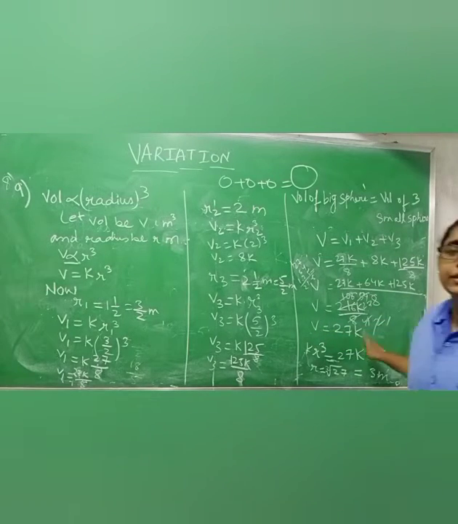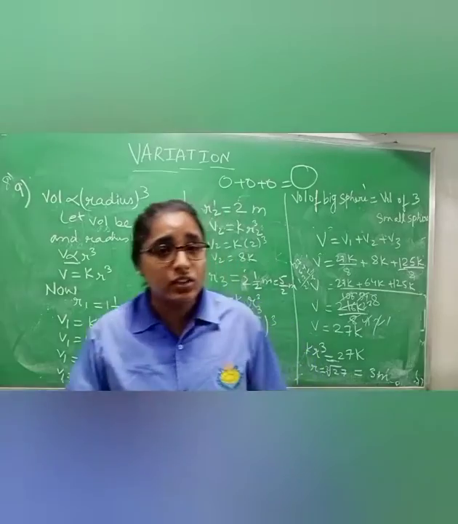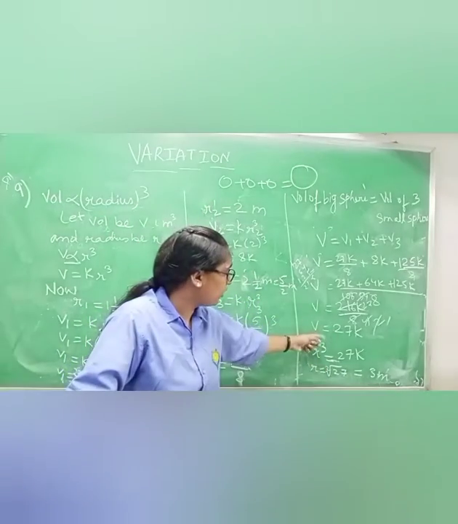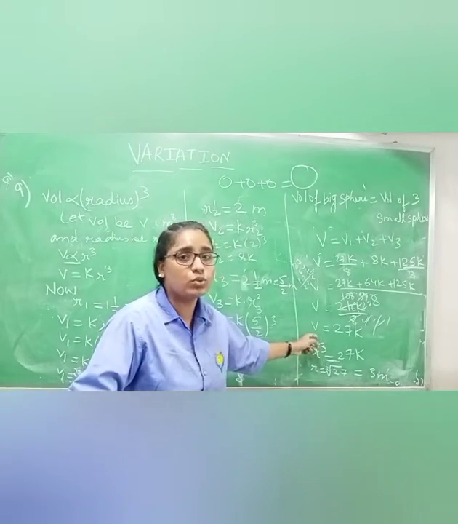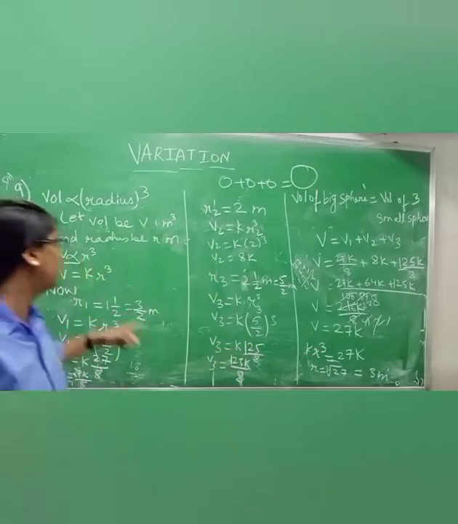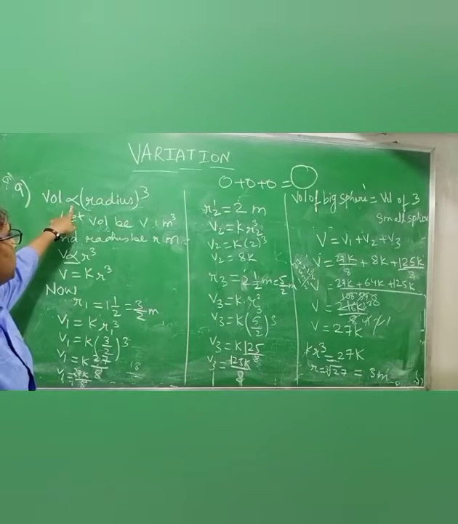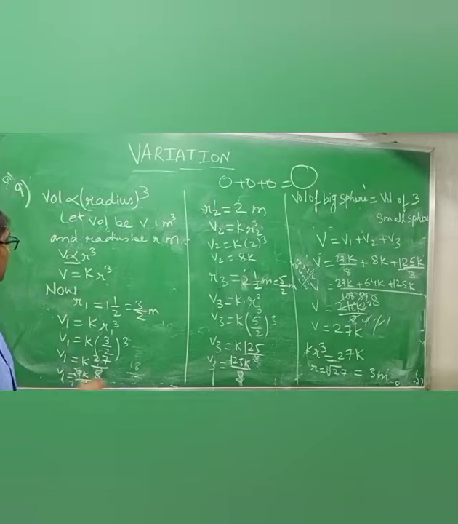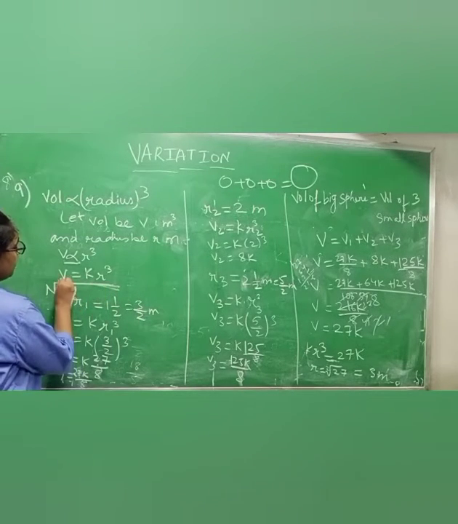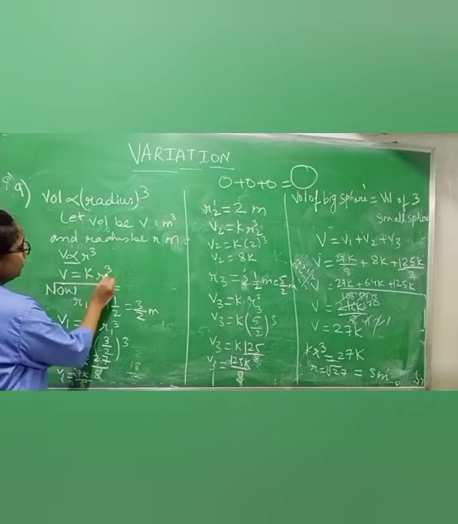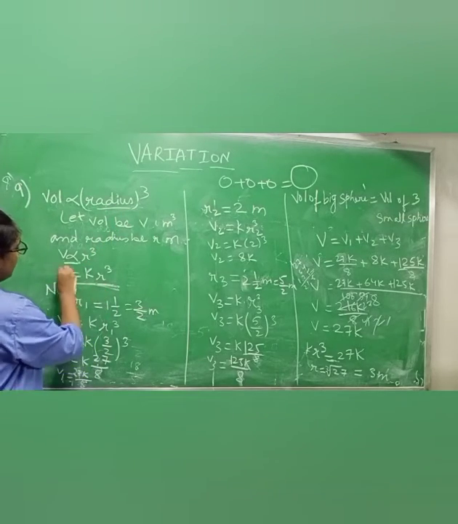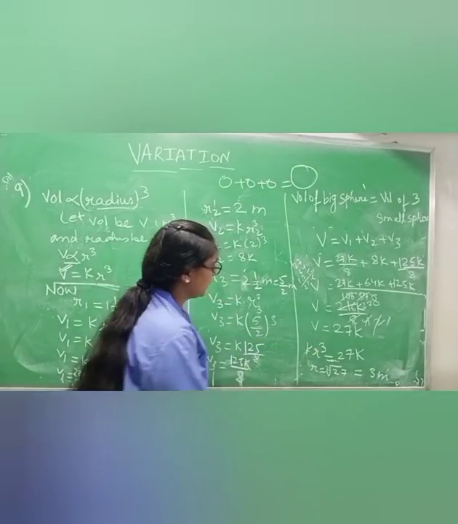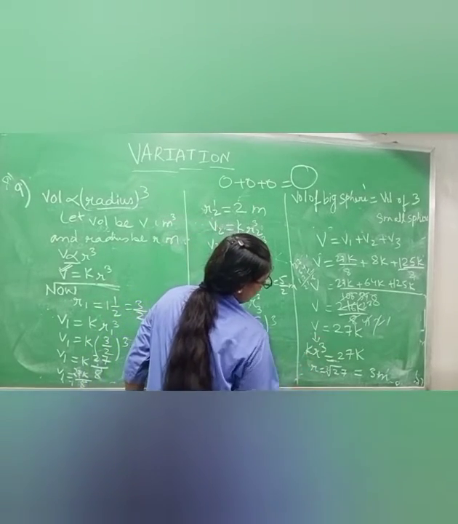But they are telling you to find the radius of the big sphere. The volume you are getting is 27k. In place of volume, what you can write is k r cube, because volume is nothing but k r cube. They have already given that volume is directly proportional to the cube of the radius. I have already written V equals k r cube. This is nothing but the relation between the volume of a big sphere and its radius. So in place of V, I am writing k r cube. Now what will happen?